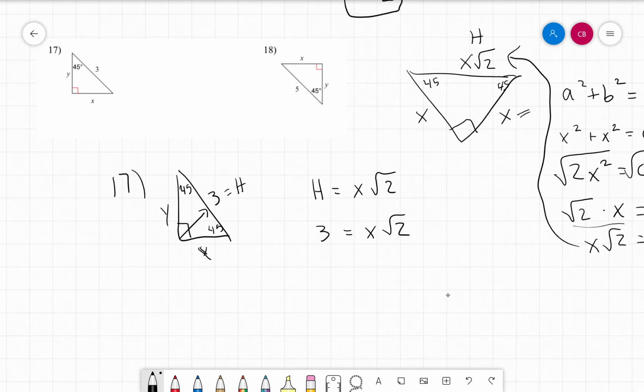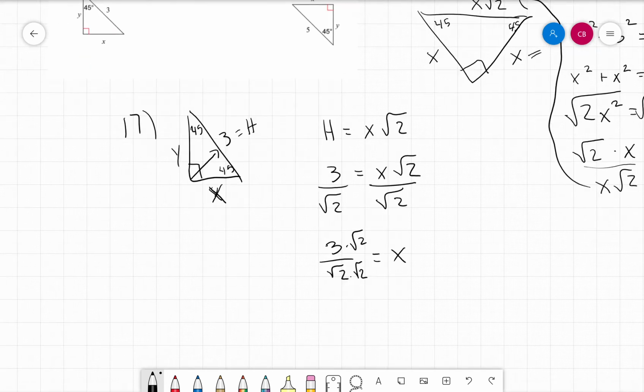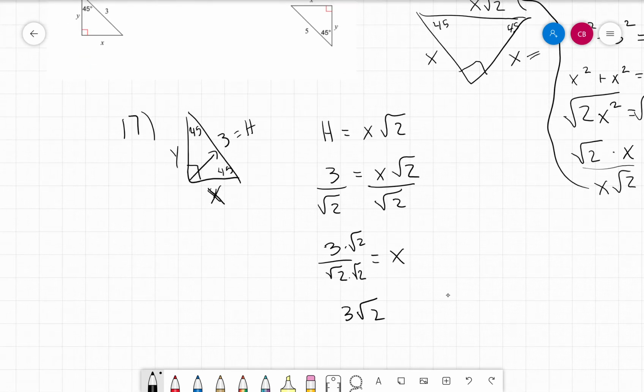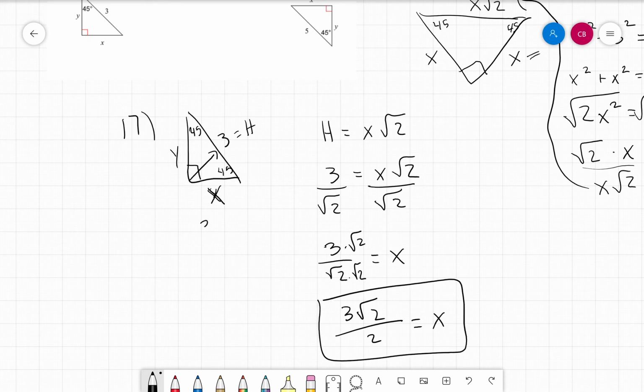And so if we want to find x, that's this x actually, then we just divide by square root of 2. And we have 3 over square root 2 is equal to x. Well, we'll rationalize the denominator, times the square root of 2 over the square root of 2. This is 3 square root 2 over 2 is equal to x. Now the nice thing about this is if this is 3 square root 2 over 2, so is this one. So this is also equal to y because this is a 45, 45, 90. And so we have x equals y equals 3 square root 2 over 2.